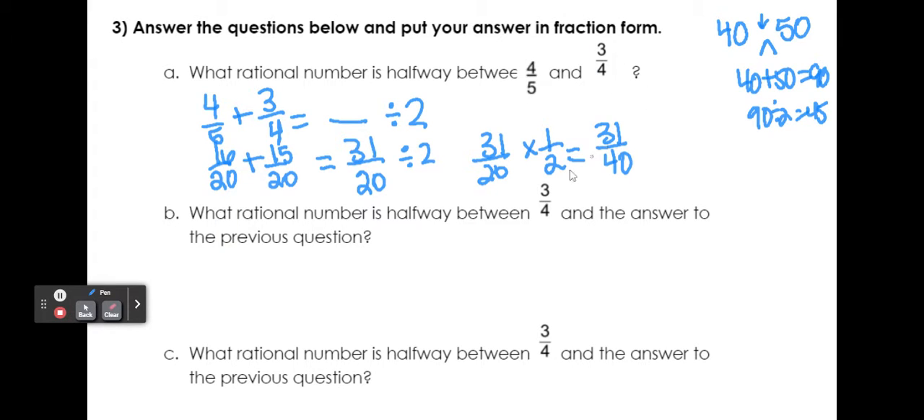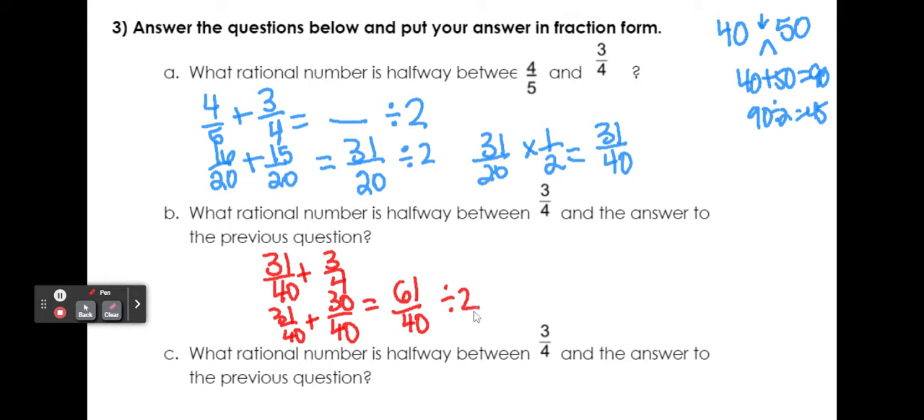Now we're going to take that answer and find what is halfway between 3/4 and that number. So 31/40 plus 3/4. Lowest common multiple is 40. So I'm going to change this to a 40, 4 times 10 and 3 times 10, and add these two fractions up. So 31/40 plus 30/40 is 61/40. And now I'm going to divide that answer by 2. And 61/40 divided by 2 is the same as multiplying by a half.